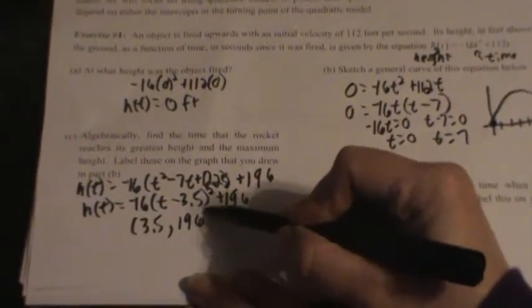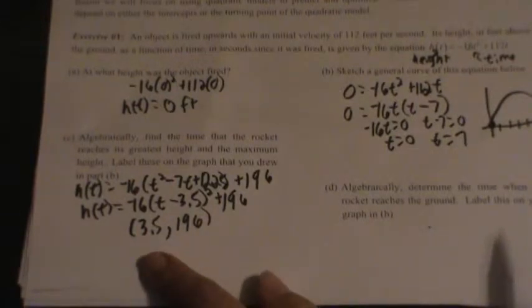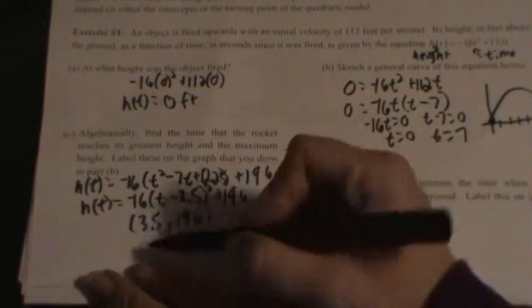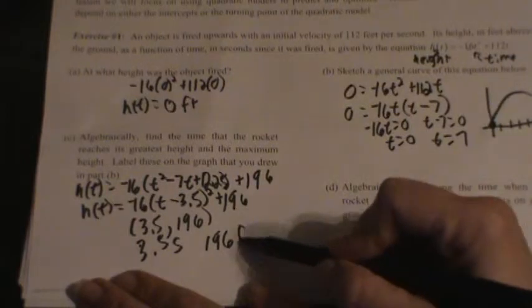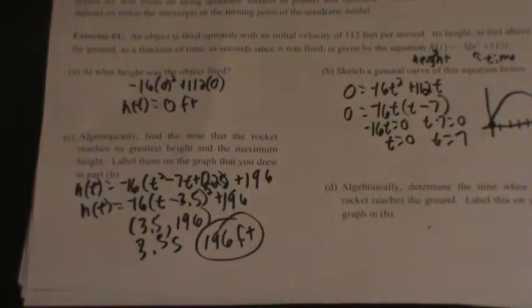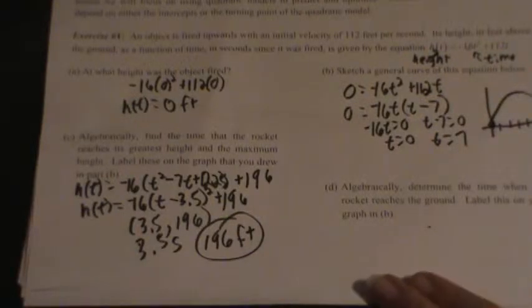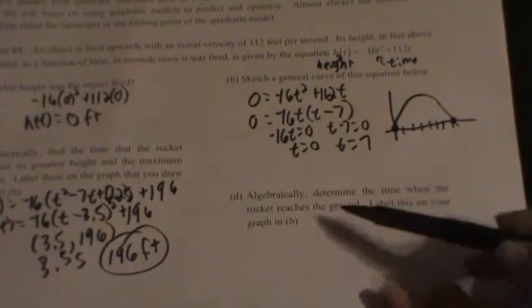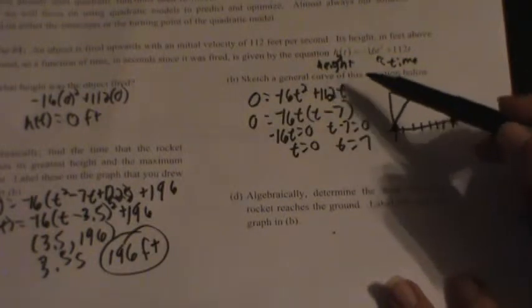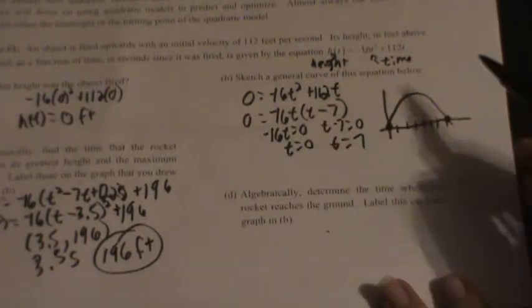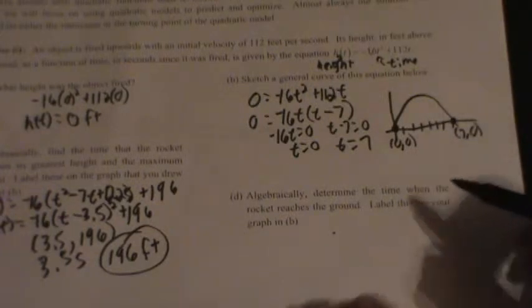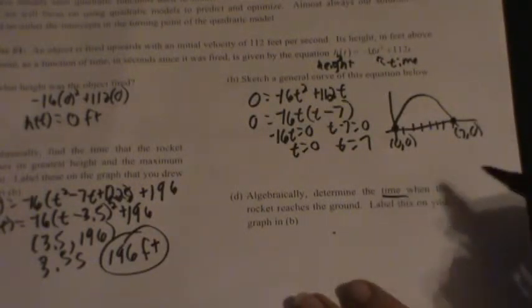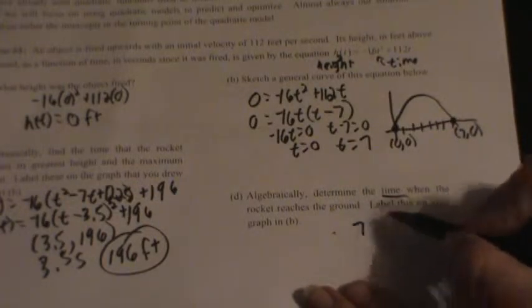If we read this, we know that x is our time. So at 3.5 seconds, it went up to 196 feet. So 196 feet would be your maximum height. Last thing here, algebraically determine the time when the rocket reaches the ground. When the rocket reaches the ground, that's going to be when your height is 0. We found that up in part B: it was at 0, 0 where it started, and then it was at 7, 0. So how long did it take? It ended up over here at 7, so that means 7 seconds.